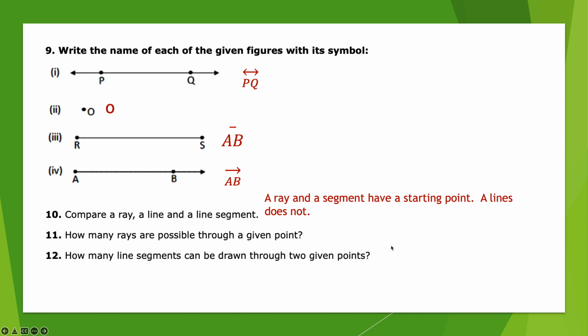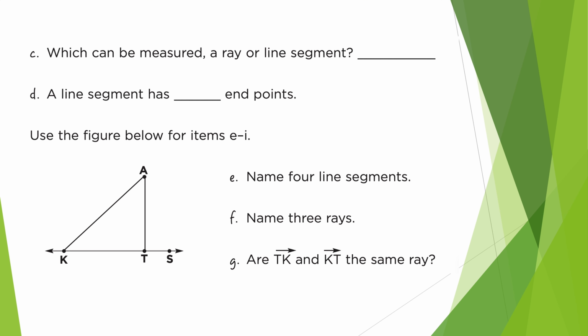Okay, how many rays are possible through a given point? Well, there's actually an infinite number of them, okay? You could draw 1 ray from the point going straight up, and then 1 vertical, 1 horizontal, and then you could keep just filling in the spaces in between with more and more and more rays. Lastly, how many line segments can be drawn through 2 given points? 1. It's got to start at one point, end at the other point. Okay, connecting those 2. Okay, next up, you have a series of questions to answer here. Answer them all, do stop and start, and I will go through them with you.